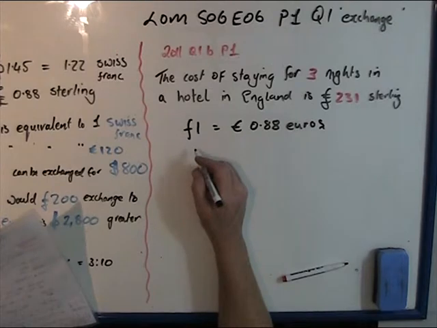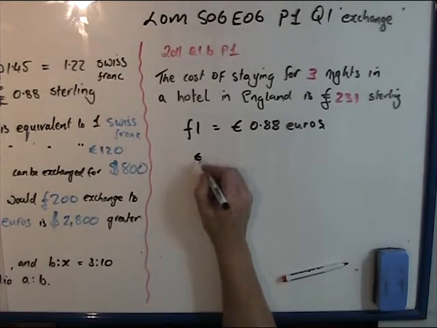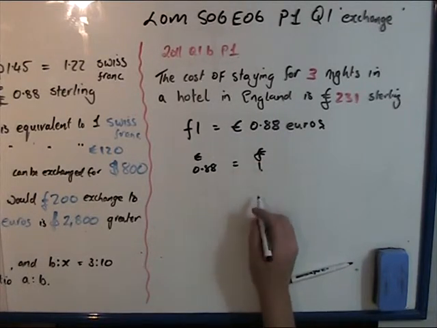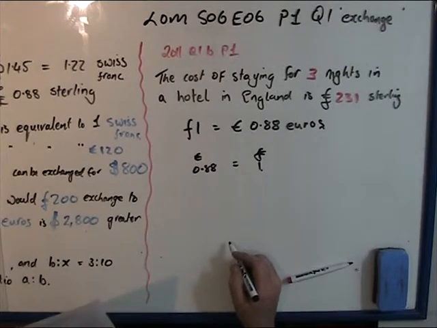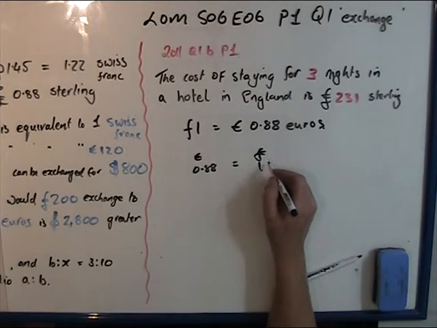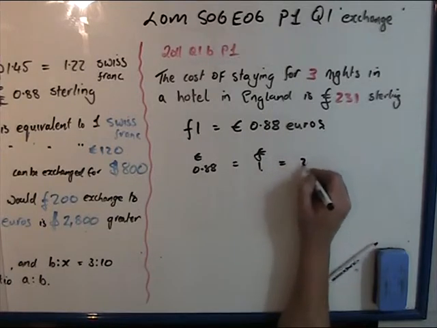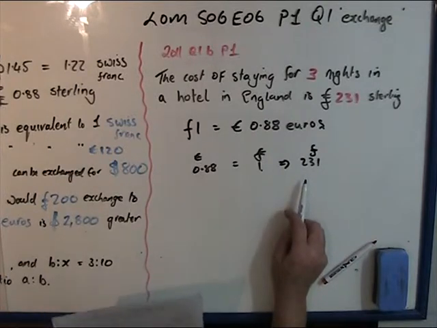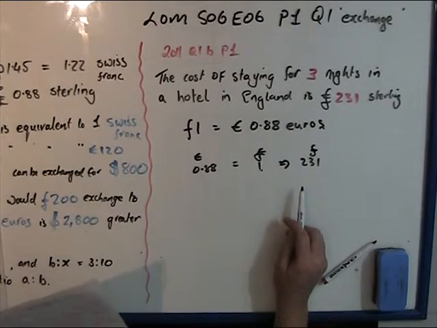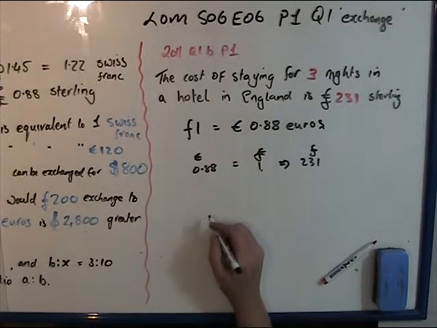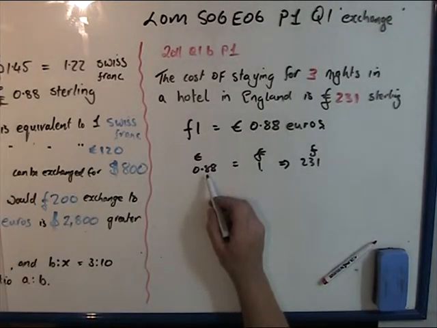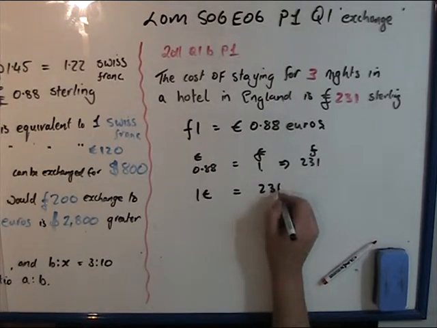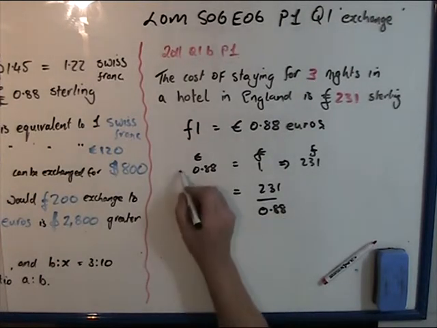Now, if we just look at it like that, it means that 0.88 euros is equal to 1 pound. So to find what 1 euro is, we have to divide into the total amount. We have to change 231 pounds into euros. The only way you can do that is multiply, or divide, sorry. So what we're doing is just dividing, 231 divided by 0.88, because that's X euros.